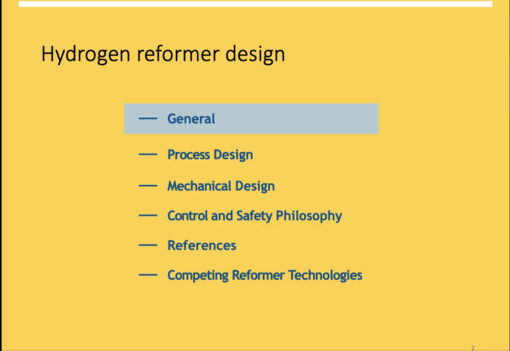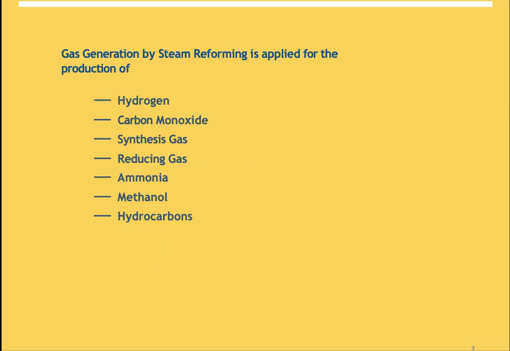We will discuss the process design and the main parameters and the mechanical design also, and some control loops will be discussed in detail, but I will focus during this lecture on the reformer. What is the hydrogen production plant and what is the reformer? Here, gas generation by steam reforming is applied for the production of hydrogen, carbon monoxide, synthesis gas, and reducing gas, which may be used in an ammonia plant, in methanol production, or in any other petrochemical type of hydrocarbons.